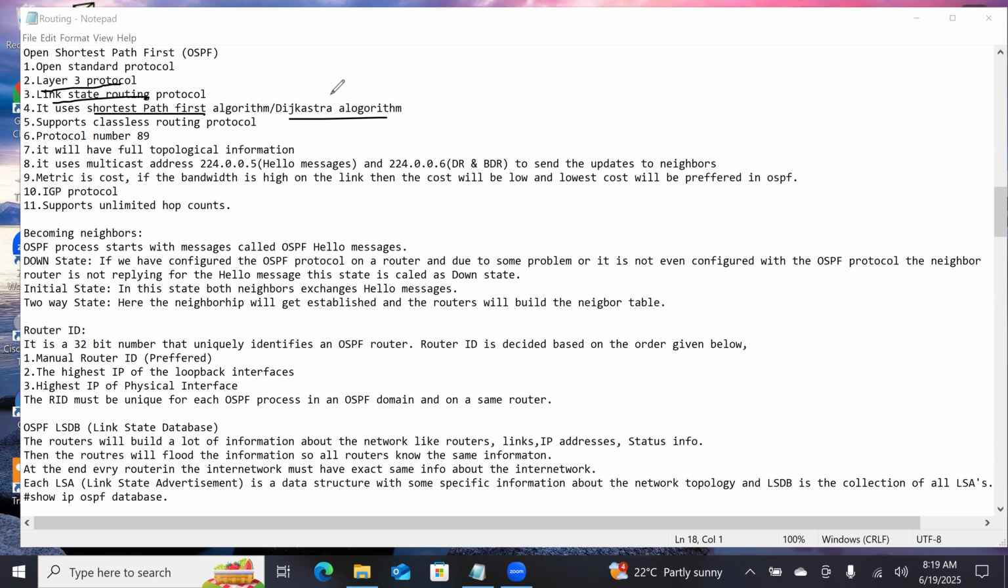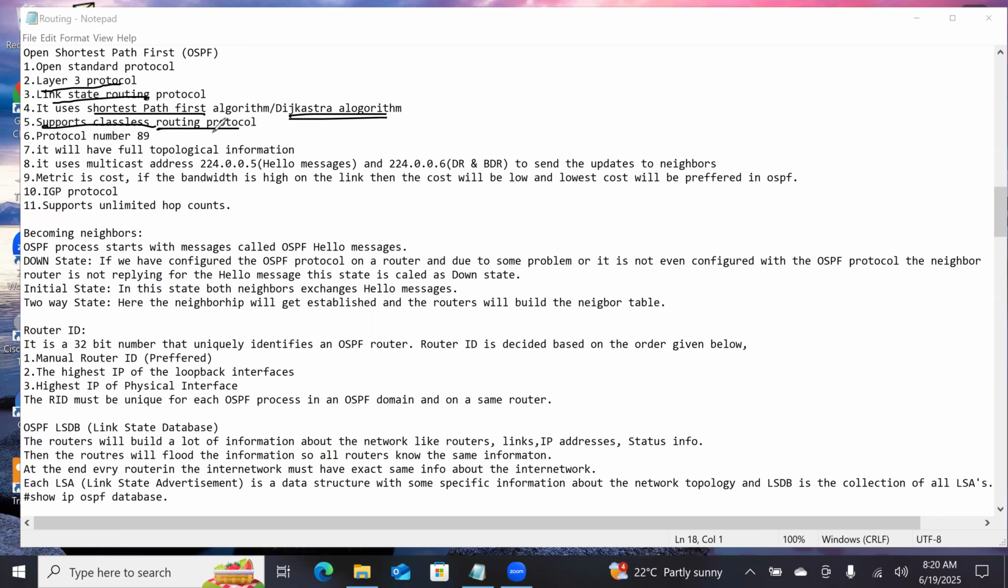What was the algorithm used in the distance vector? It was Bellman-Ford. Here we use Dijkstra or shortest path first, in both OSPF and ISIS. In the RIP protocol and IGRP protocol, we use the Bellman-Ford algorithm. Okay, so it supports classless routing.